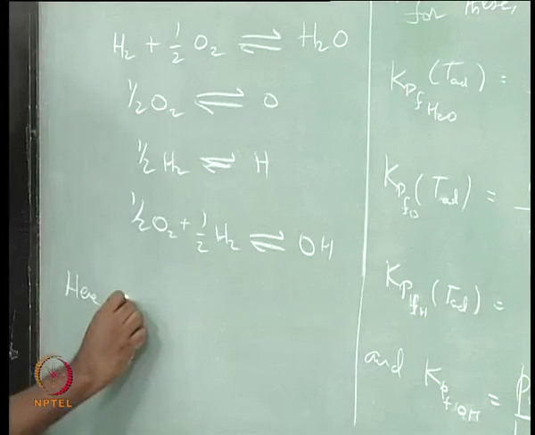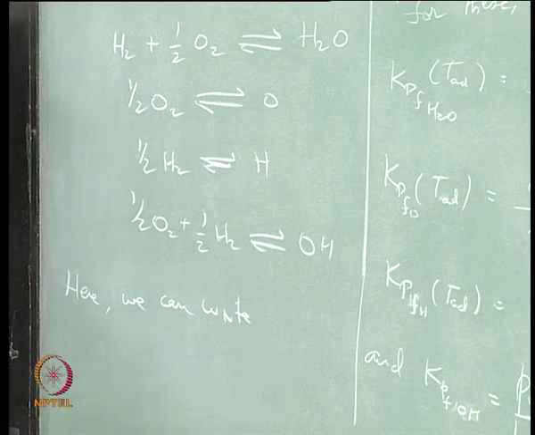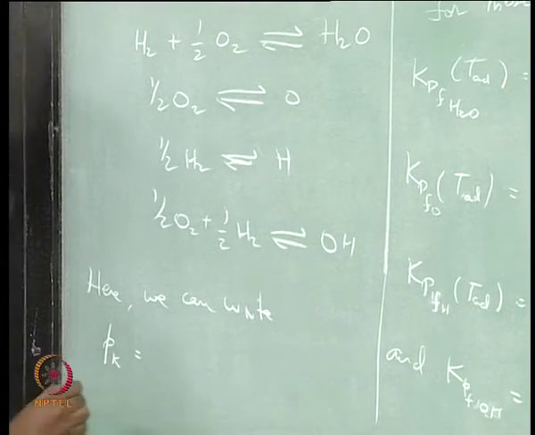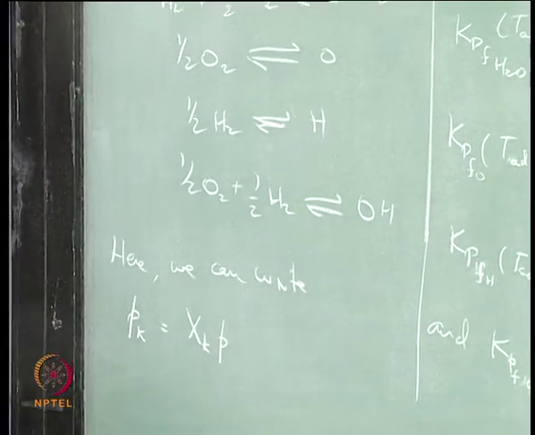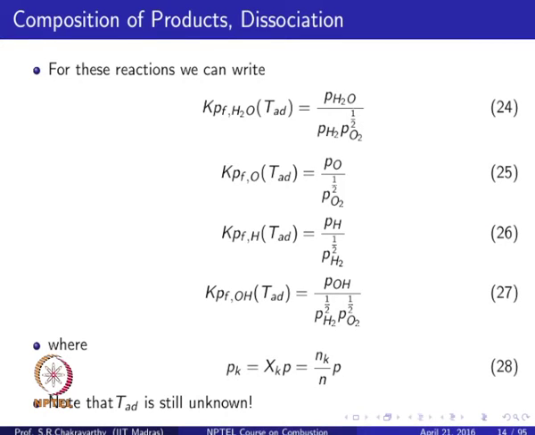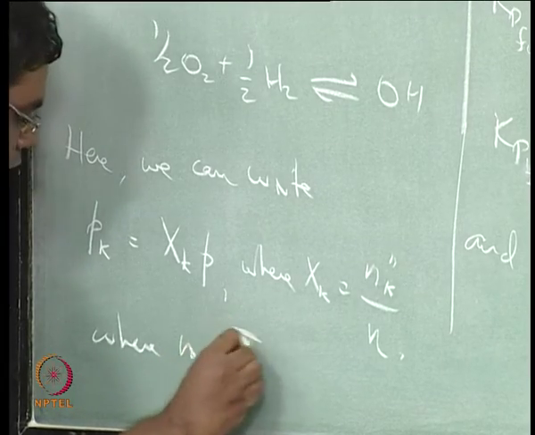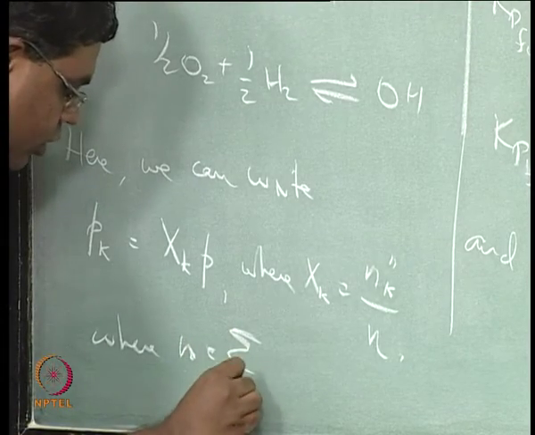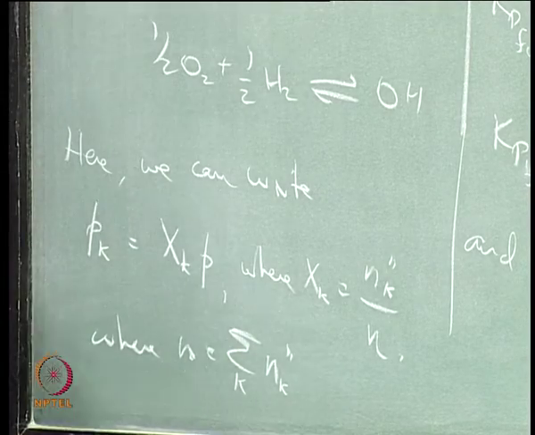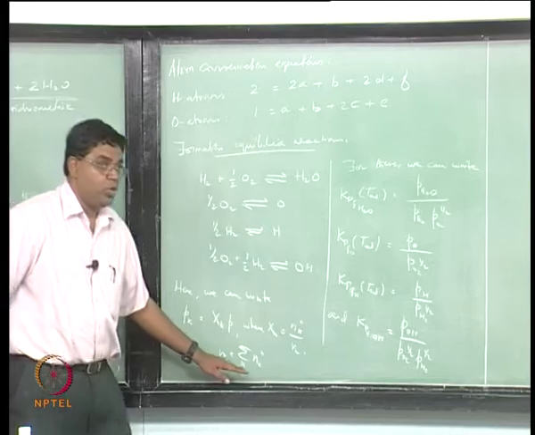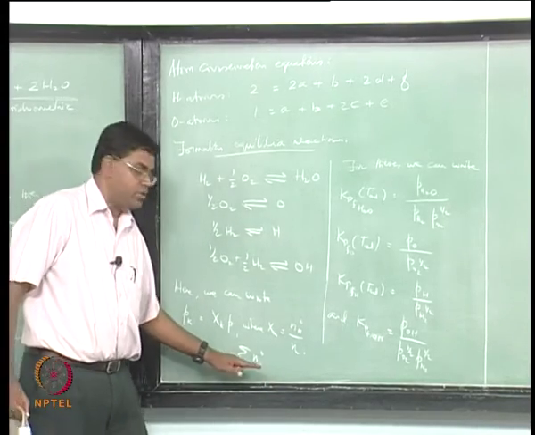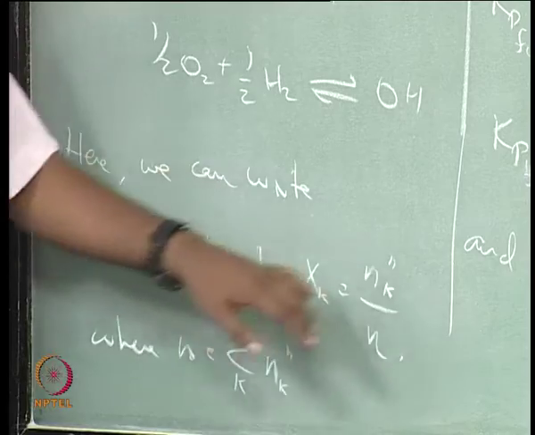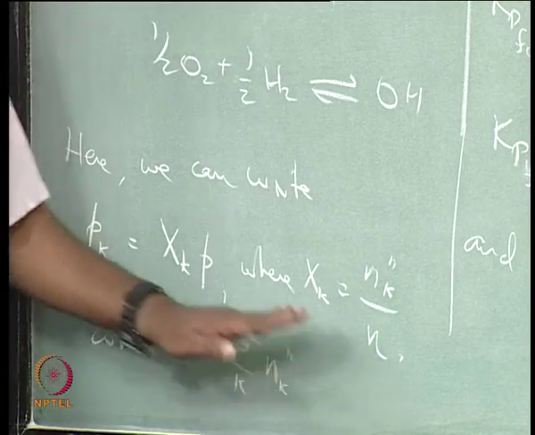So here we can write pk equals xk times p, where xk equals nk double prime divided by n, where n equals the sum over all k of nk double prime. That means you add up the number of moles of all the products together, which we don't know yet. This is what we are trying to find out, the nk double prime. But whatever it is, it's going to have a total, and the total will be n.